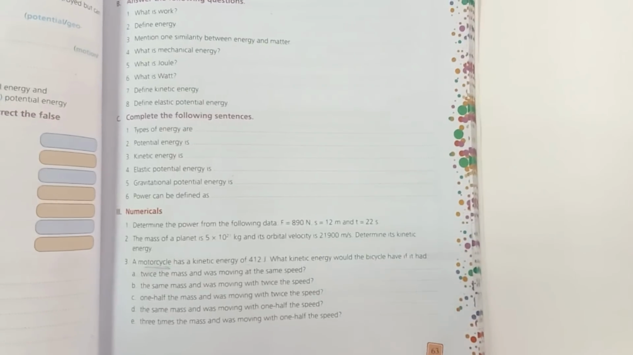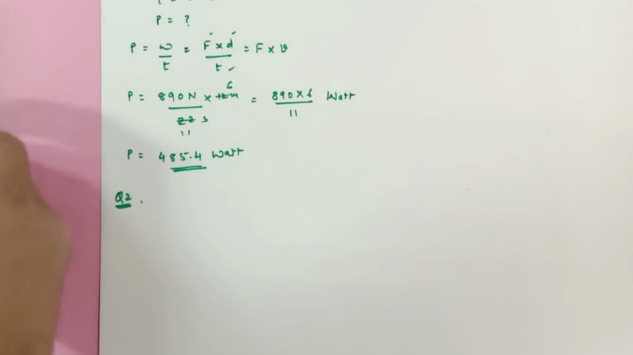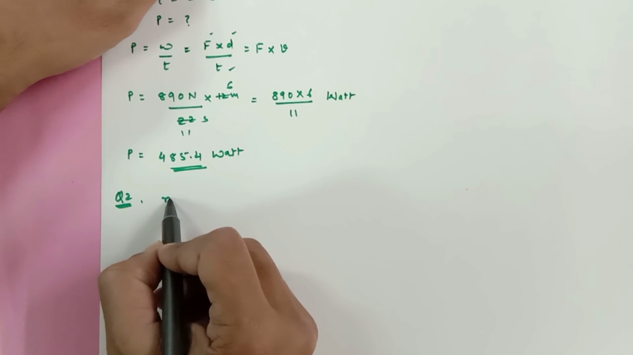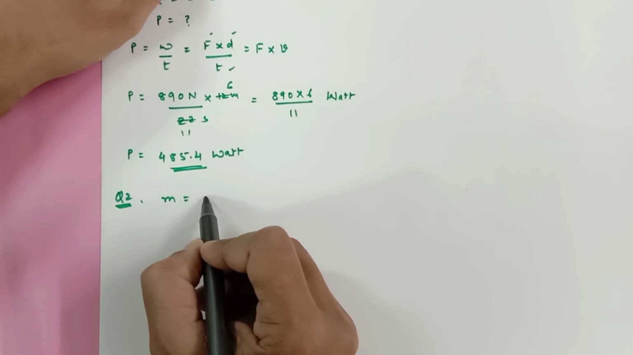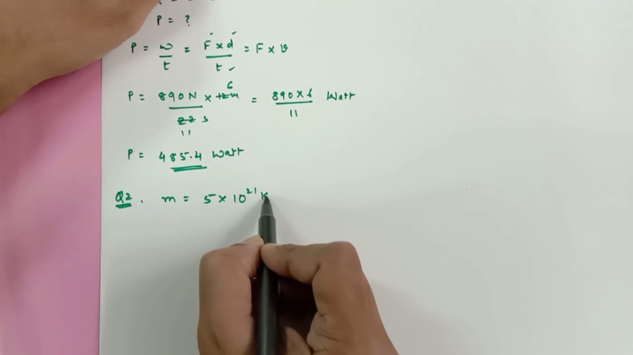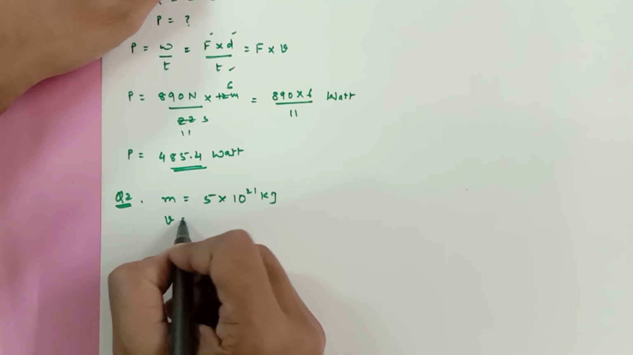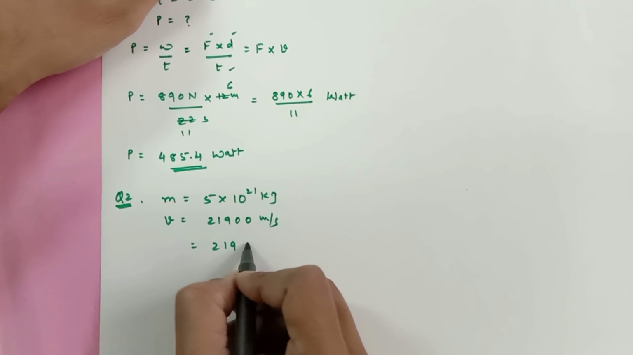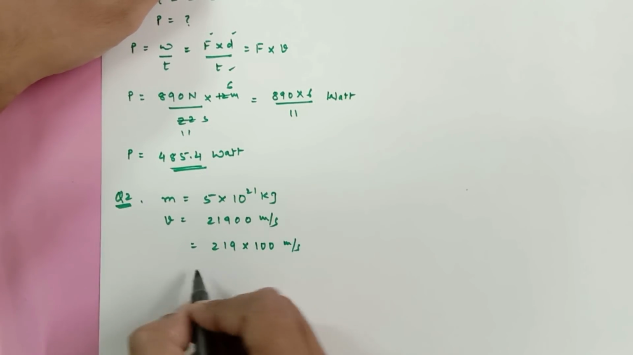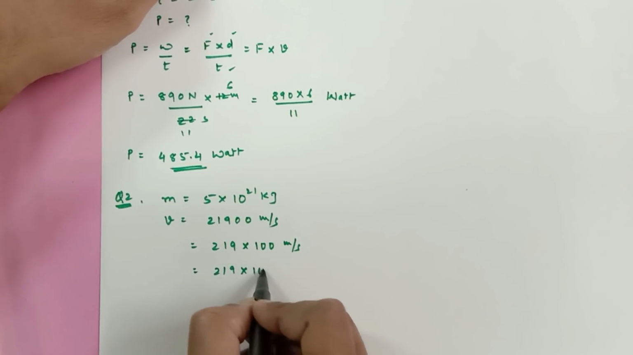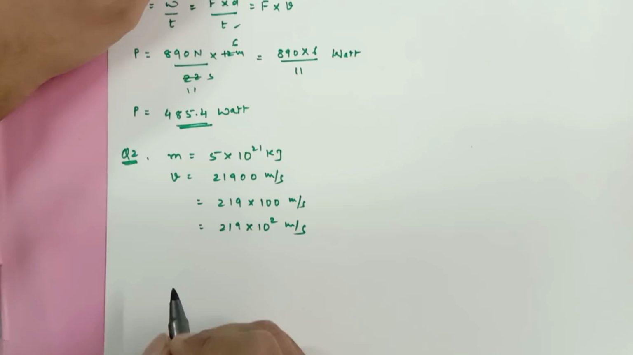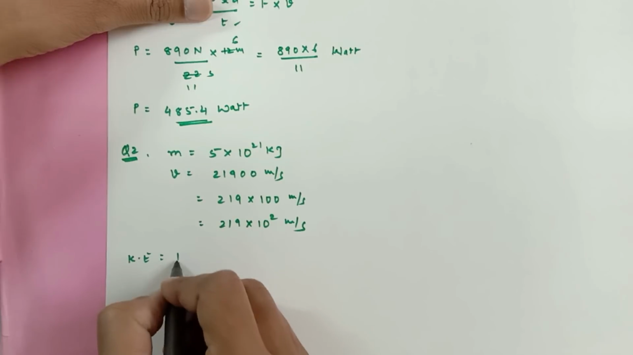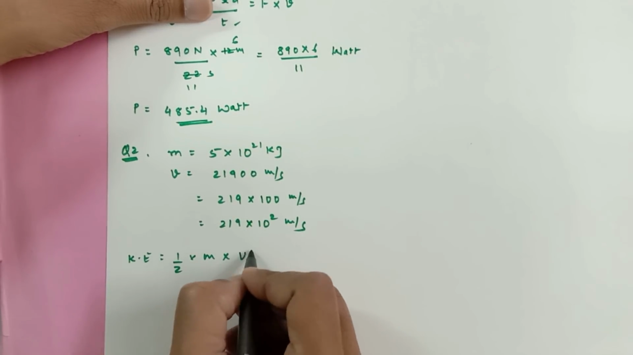So we need not be afraid that we have to convert it into other units. Let us write down the given things first. Mass is given as 5 into 10 raised to 21 kilogram, and the speed is 21900 meter per second. I can also write this as 219 into 100 meter per second, which can be written as 219 into 10 raised to 2 meter per second. Correct? Now here kinetic energy is equal to half into m into v square.